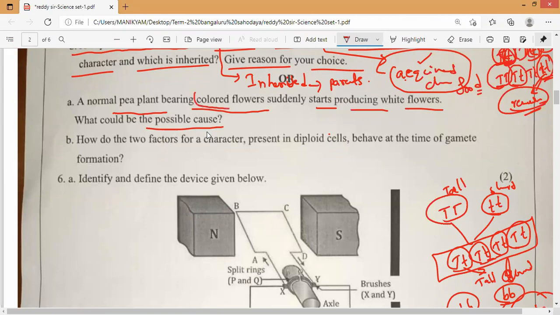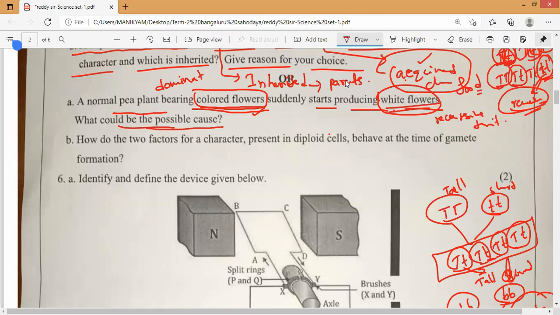In the sense of colored flowers, what is it? Dominant trait. Yes or no, guys? It is the dominant trait. For many generations it used to produce colored flowers. Now suddenly it starts producing white flowers, so white flowers is what? It is the recessive trait. In the F1 generation, all the flowers will be colored flowers. In the F2 generation, both the recessive traits combine. So that is the reason it suddenly starts producing white flowers.